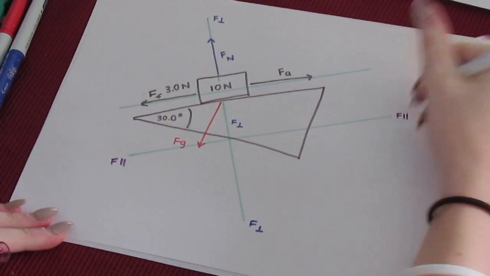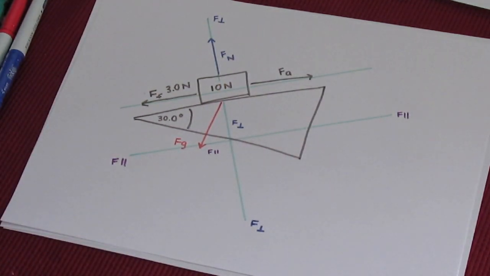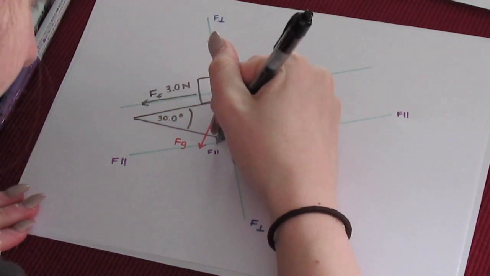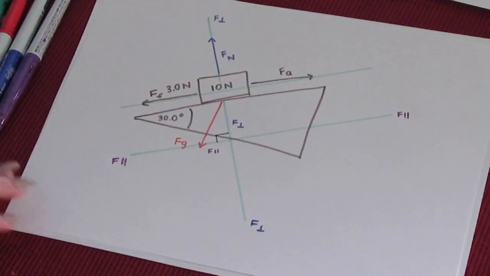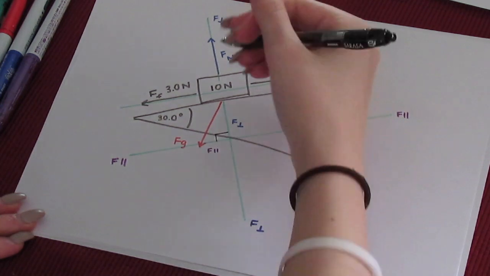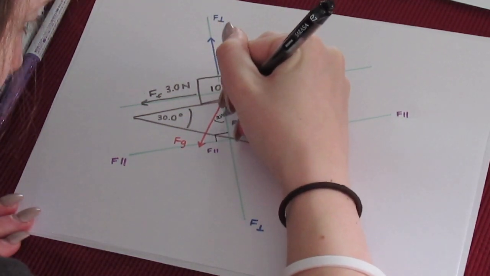Force parallel. And this is your force parallel. Okay. Now I'm going to draw my right angle in my triangle. So this is my right angle, and because this is 30 degrees, this is also 30 degrees. Okay.